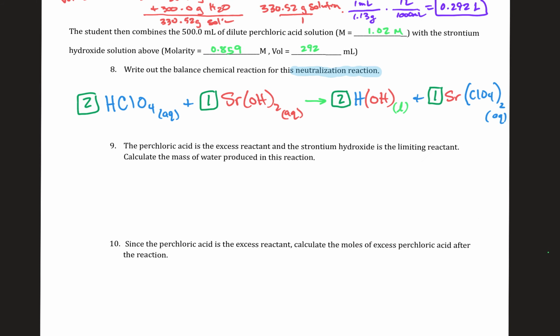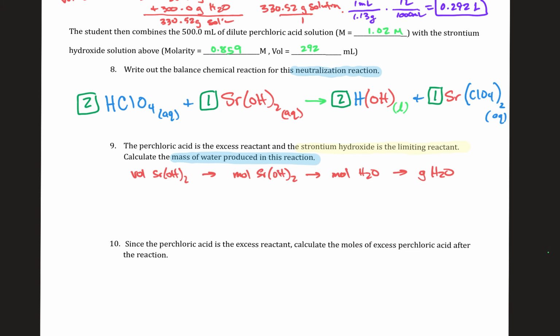Now we're going to do stoichiometry. We're going to say that the perchloric acid is the excess reactant and the strontium hydroxide is the limiting reactant. And we want to calculate what is the mass of water produced in this reaction. Since we know the strontium hydroxide is the limiting reactant, we're going to ignore the values for perchloric acid currently and just take our strontium hydroxide limiting reactant and do normal 4-step stoichiometry to get to our mass of water produced.